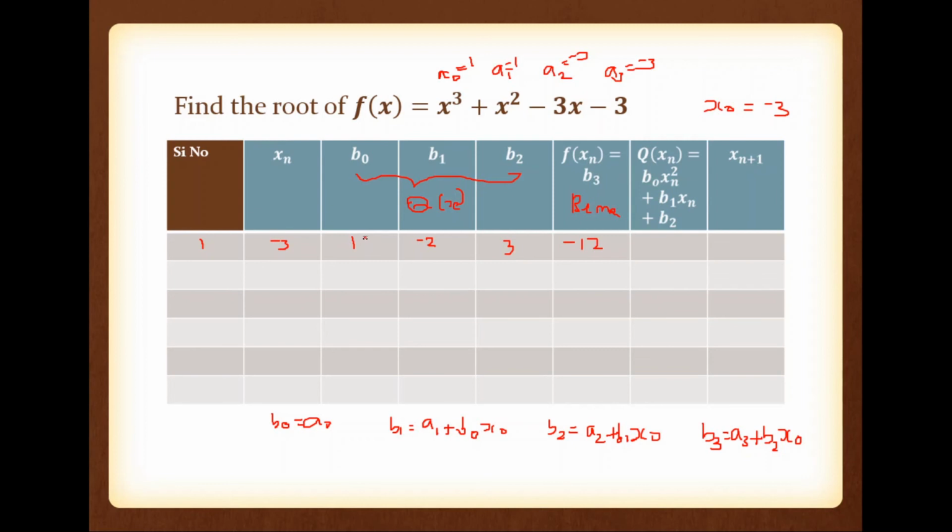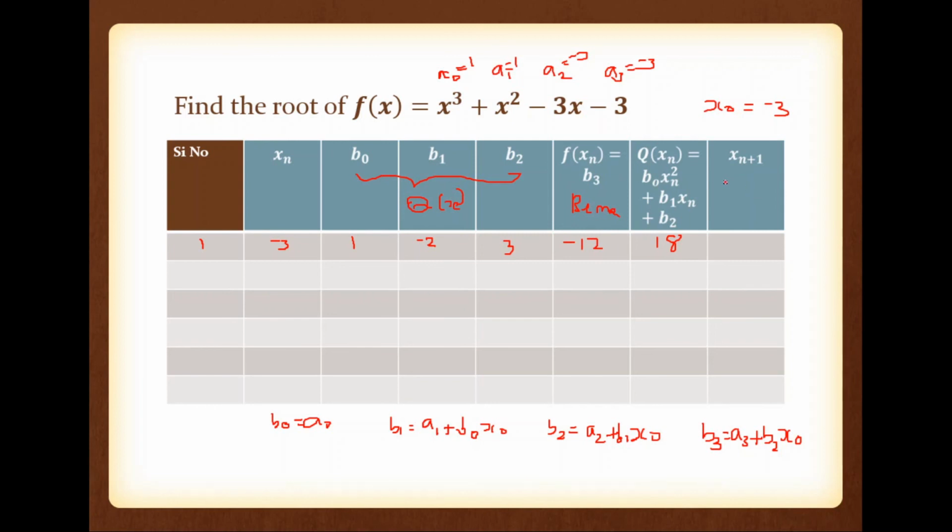After the first iteration we have Q of x is equal to x square minus 2x plus 3. So what is Q of x0? So x square: minus 3 into minus 3 plus 9. Now what about minus 2x? Minus 2 into minus 3 plus 6. So 15 plus 3, 18. So this is 18. Please note, now we have f of x0, we have f dash of x0. The value of Q of x at minus 3 is nothing but f dash of minus 3. So that is 18. So now what is xn plus 1?